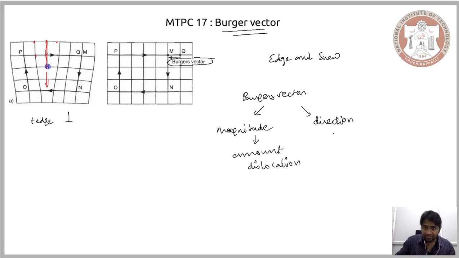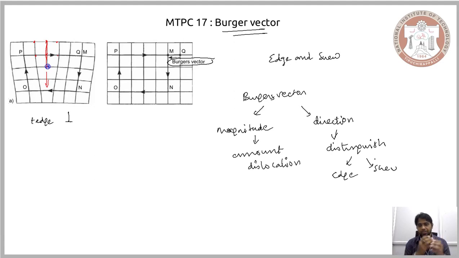And if you recollect, the direction helps us distinguish one form of dislocation from another. So it helps us distinguish edge dislocation from screw dislocation. We saw there is a characteristic relation between how the Burgers vector aligns itself with respect to the dislocation line. In case of the edge dislocation, as you can see here, the Burgers vector is perpendicular to the dislocation line. However, in case of the screw dislocation, the Burgers vector is parallel to the dislocation line.